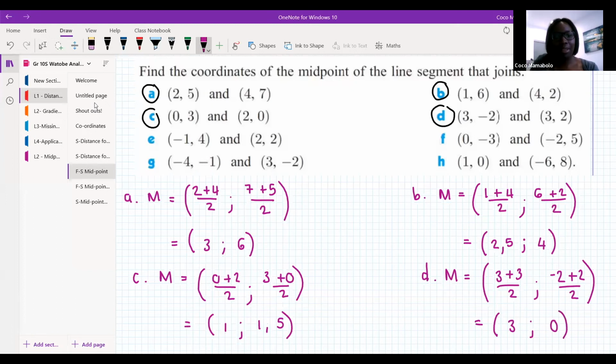Ma'am, is this the only method when dealing with midpoints? Balisa, as far as I know, yes. I haven't seen any other method that could possibly be used for midpoint, or I don't know of any other method. I could possibly ask other mathematicians that I know, but as far as I know, this is the only method that we have at the moment.